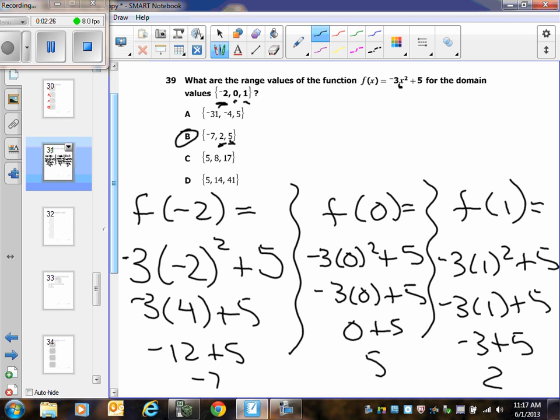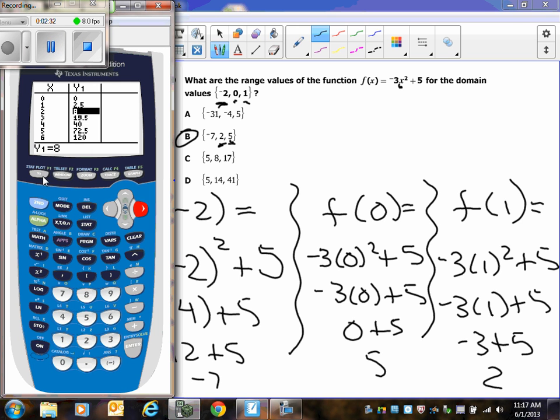Now, we also could have solved this in our calculator. So let's go ahead and put this in. So let's go to y equals, clear this out, and type in negative. And again, always make sure you're doing the negative key when you want the negative key and the subtraction key when you want the subtraction. So in this case, I want the negative, so I typed in negative 3x squared plus 5.